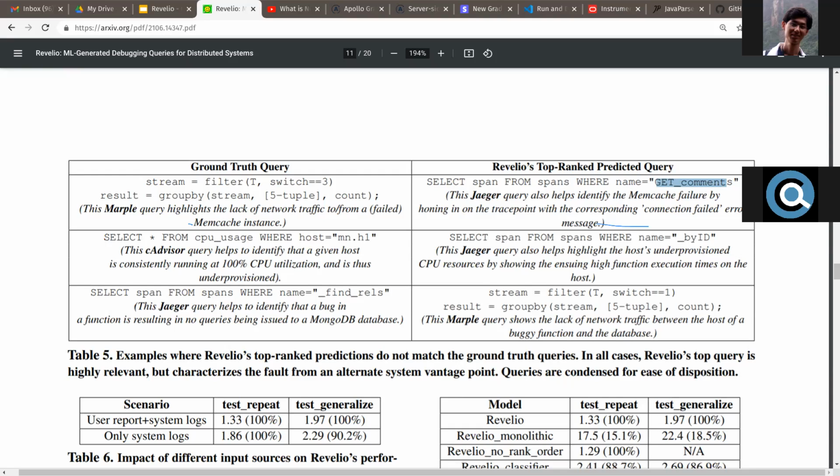But for the first and second one, it's going to select the span, right? And the span is just basically one value, right? And once we got this value, how can this value help us further narrow down where the bug or the root cause is in the whole distributed system?